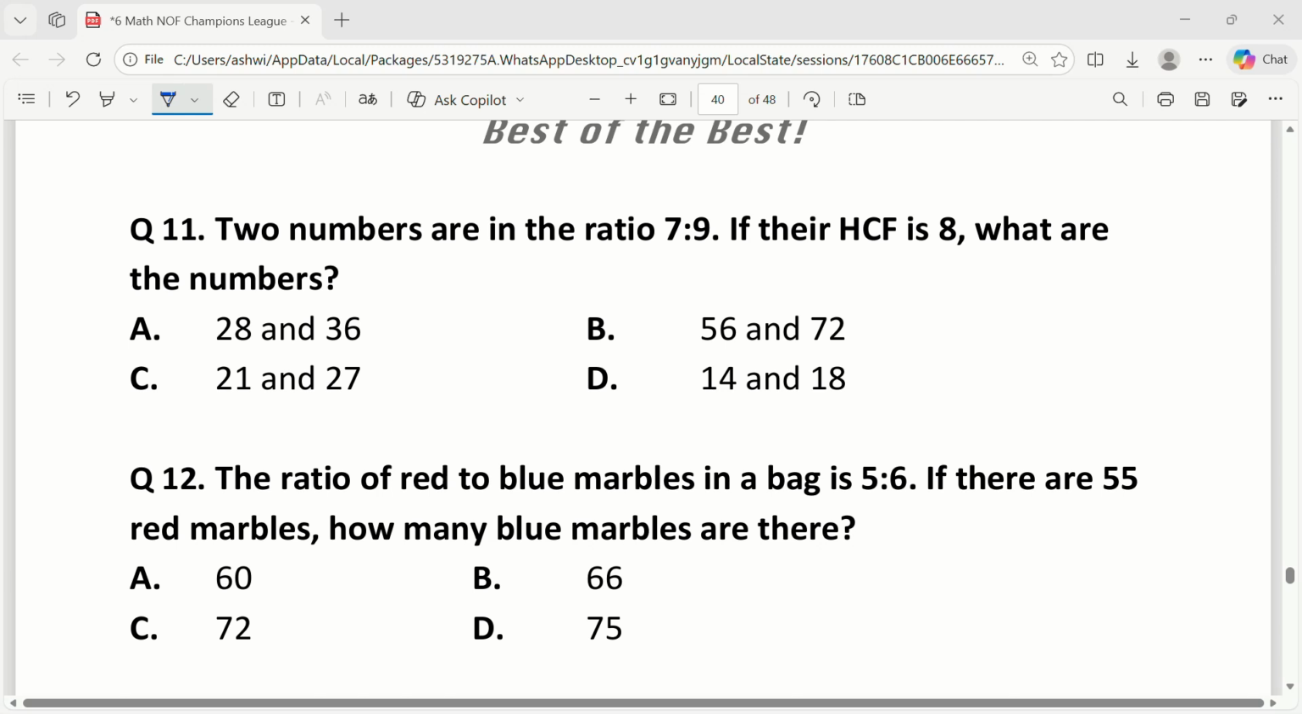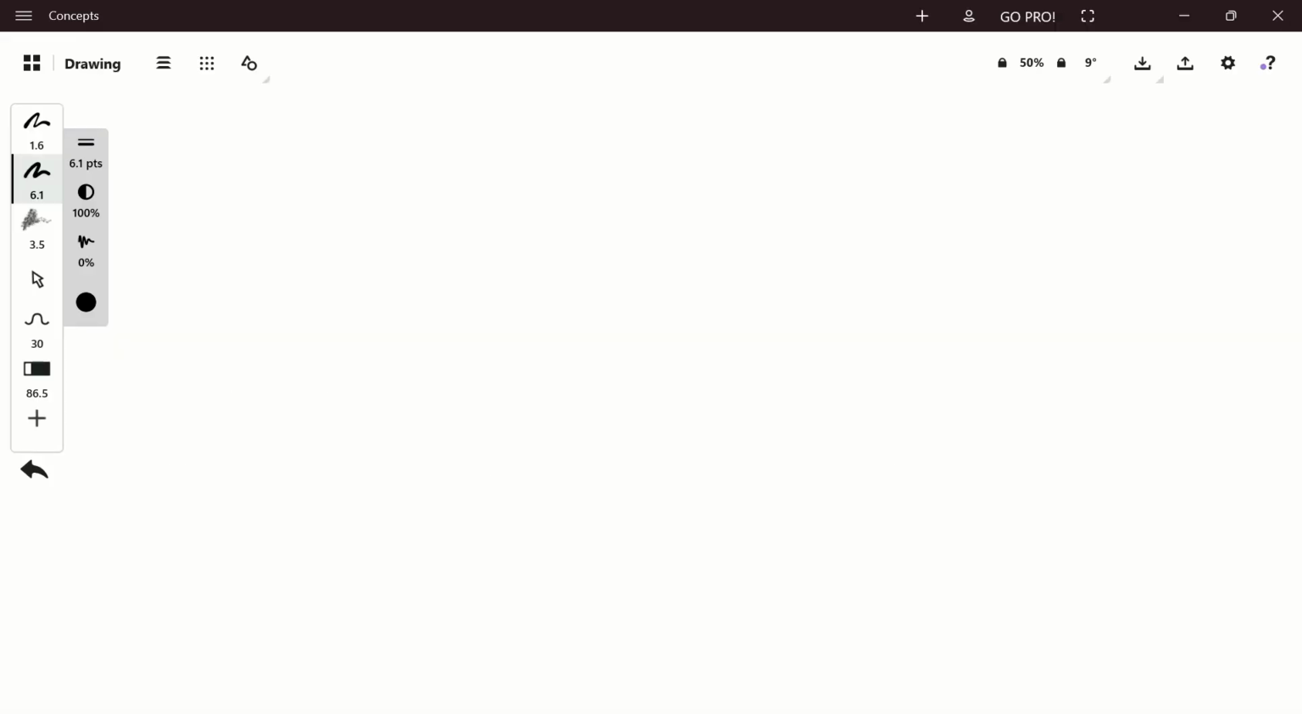Question. Two numbers are in the ratio 7:9. If their HCF is 8, what are the numbers? The numbers can be represented as 7x and 9x, where x is the highest common factor. Given that the HCF is 8, we have x is equal to 8.